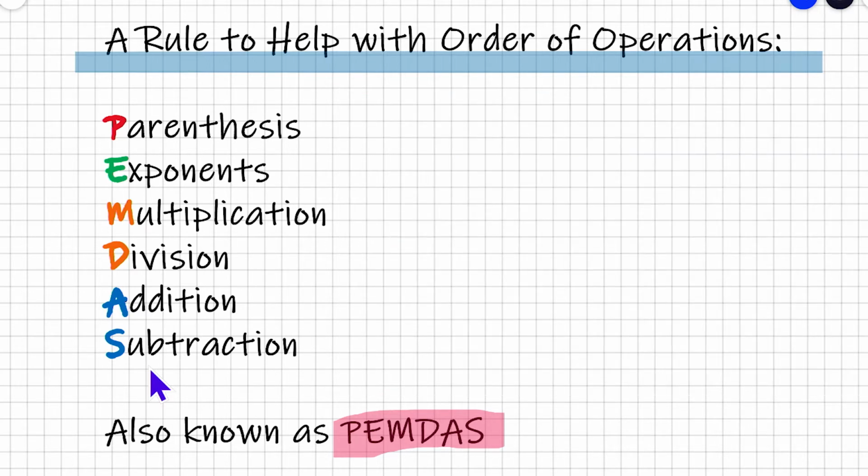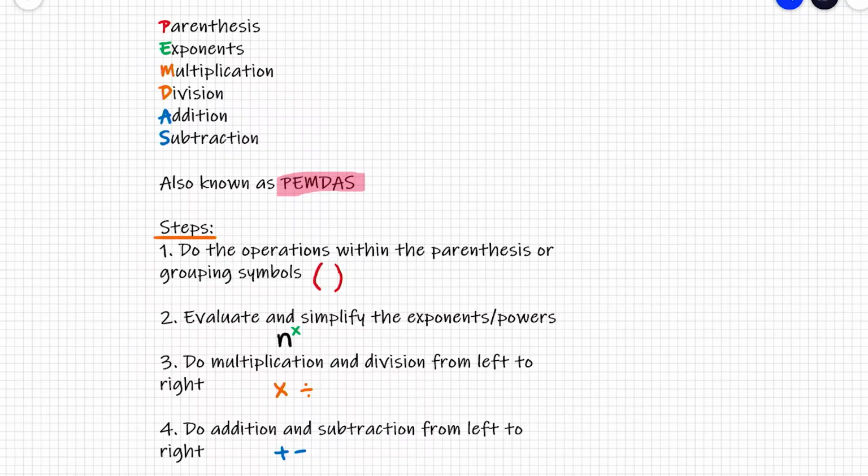So here are the steps that we use for PEMDAS. The first step is to do the operations within the parentheses or the grouping symbols. This is what the parentheses look like, and if it's typed, then most times it will look like this.